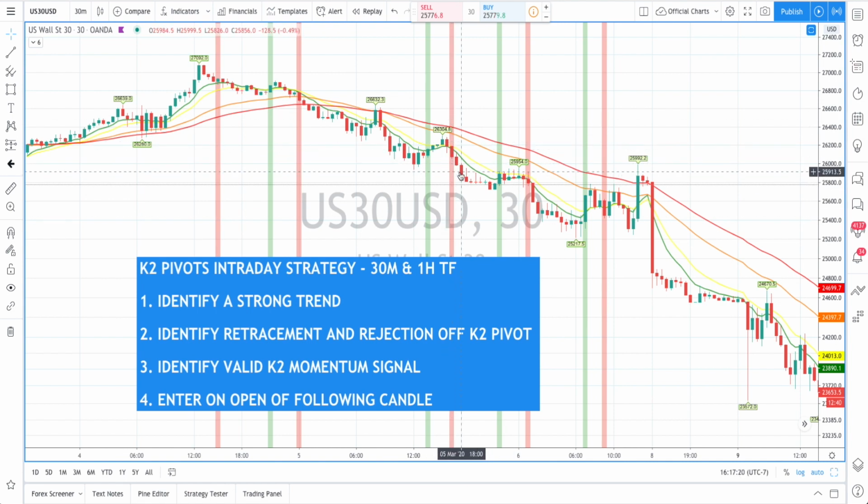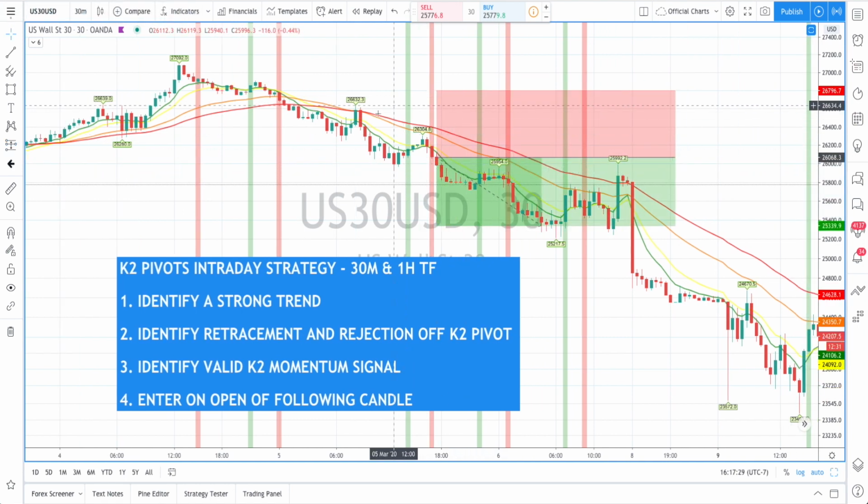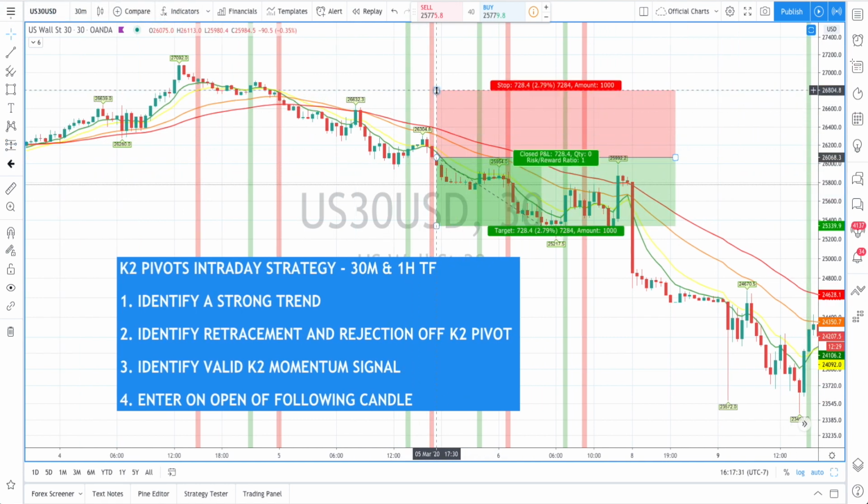So once those requirements are met, you can enter on the open of the following candle. We'll use the short tool. The open of the following candle will be right here. And then the thing with your stop loss is that this is very subjective.